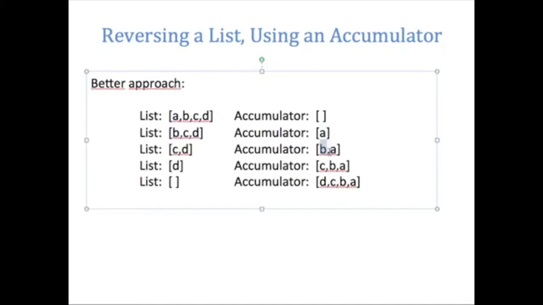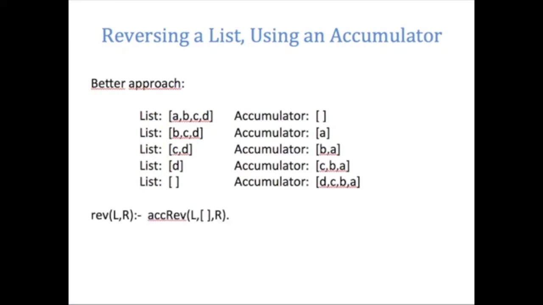But now I have access to B, and I can make B the new head of this list, leaving C and D, right? And now I can have access to C, so I can make it the head of this list in the accumulator, leaving D. And then finally, I've got access to D. It's the new head of the accumulator, leaving the empty list. And voila, I've pulled the elements off one by one from the head and pushed. So I've popped these off and pushed them into the accumulator, thereby creating a reversed list.